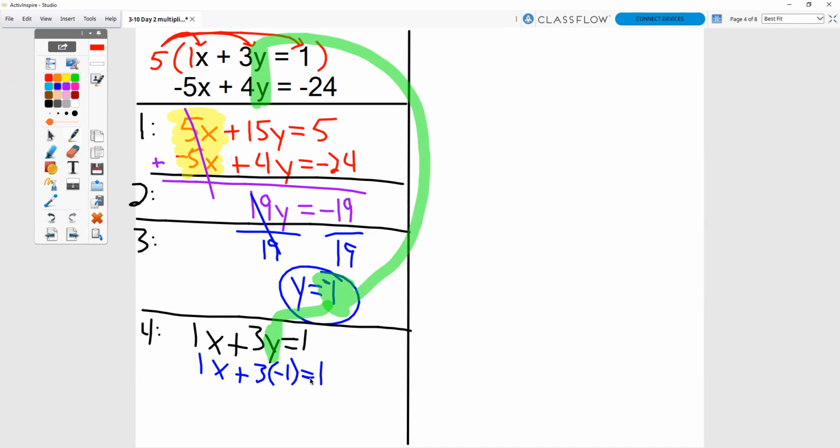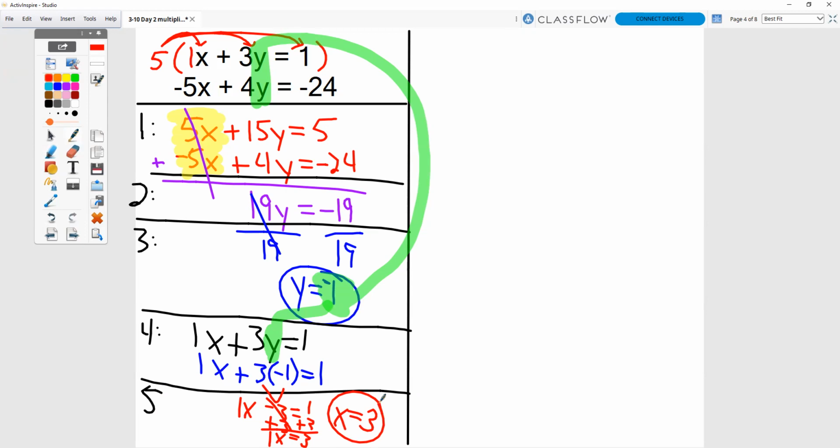3 times -1 in step number 5. Now I need to solve that equation for step number 5. 3 times -1 is -3. So I have 1x minus 3 equals 1. Add 3, add 3. So 1x equals 3. Divide by 1, divide by 1. 3 divided by 1 is 3. So I get a final answer of x equals 3.